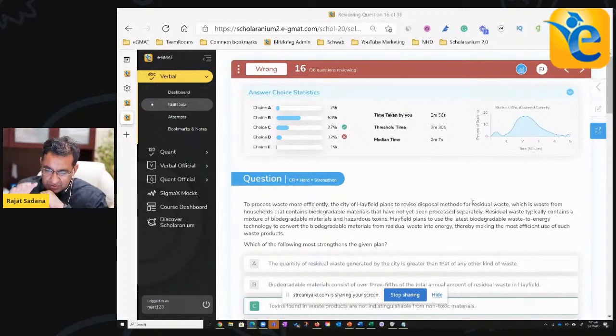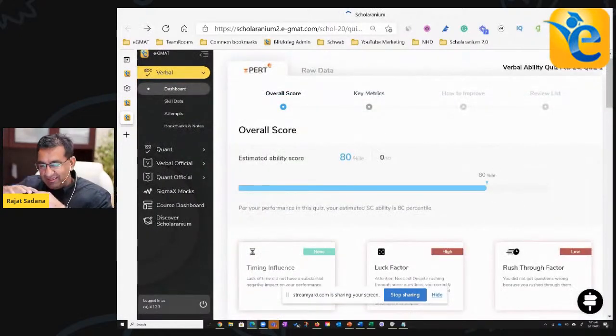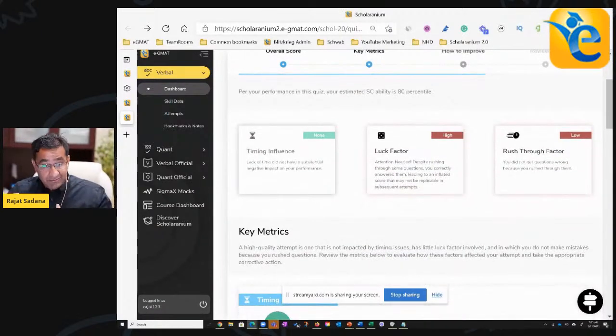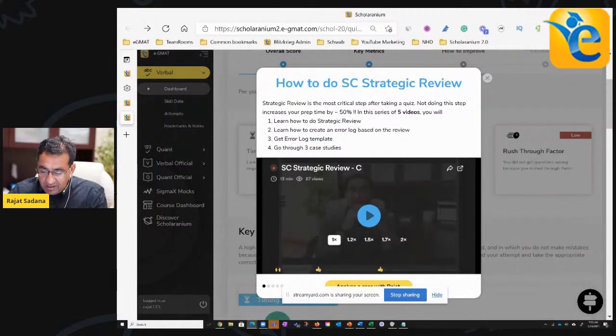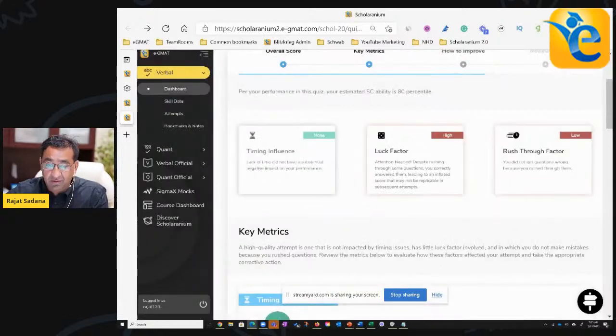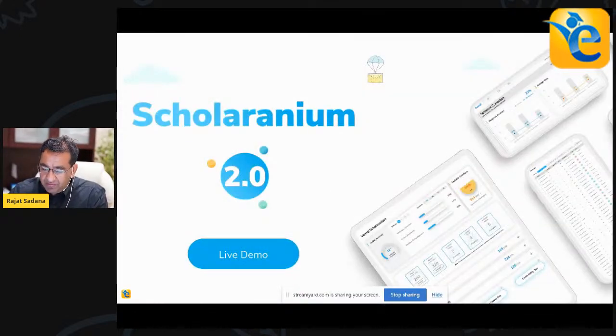Perfect. So this is where you can see how with every quiz that you attempt, you can get more out of it. Now, the next piece is, how should you review these things? With every screen, we have these little helpful videos, launchers where you can get help right there. For example, if you want to know how to review an SC question, click on SC Strategic Review, and you'd see how to go about reviewing an SC question. Similarly for CR and RC as well. So this is something that has been curated for each one of you. All right. With that, let me go back to my presentation.